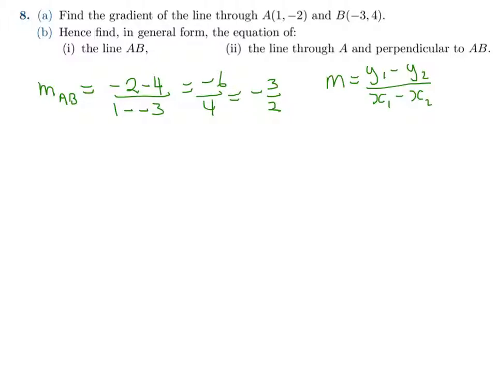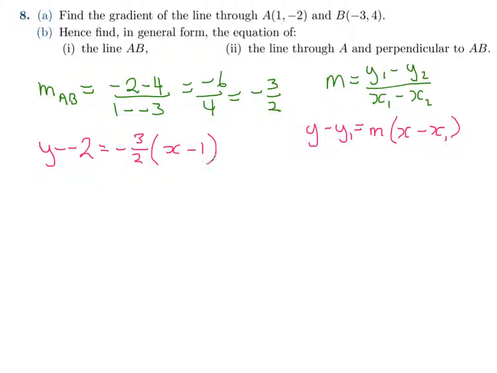Now we can find the equation of the line AB. Here we need to use our point gradient form. In other words, y minus the y coordinate of one of the points on the line is equal to the gradient times x minus the x coordinate of that point. So here we're just going to use point A. So y minus minus 2 is equal to minus 3 over 2 brackets x minus 1. Notice again that we're just using this point for x and y.